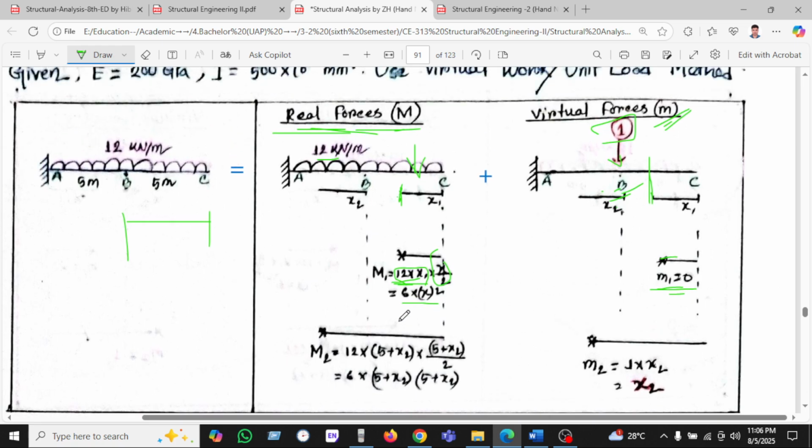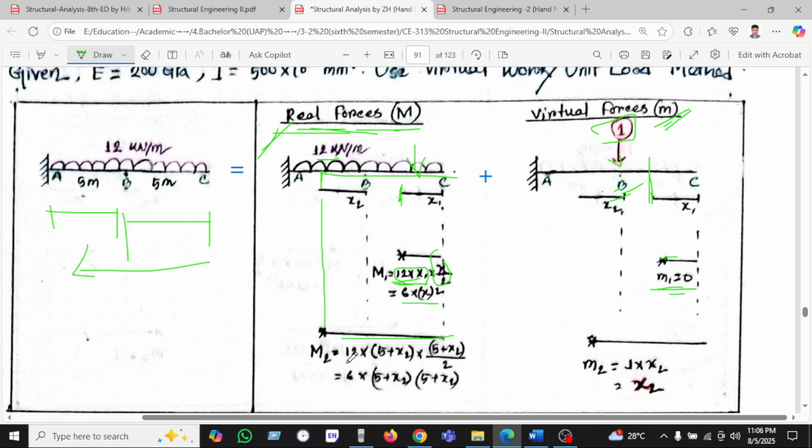Okay, so let's see again for the real truss how we'll calculate M2. M2 will be this portion, which is AB, from the left to right. This is the portion we are taking. So if we calculate M2 here, we are taking the moment here.